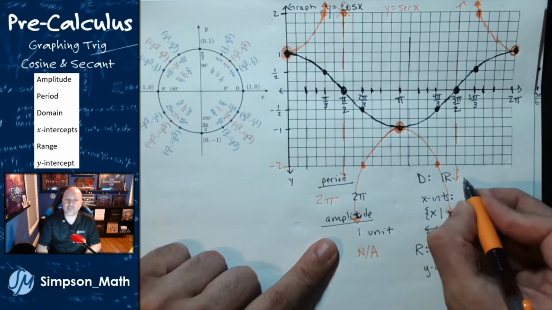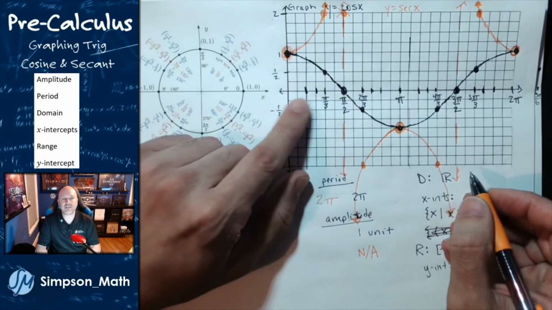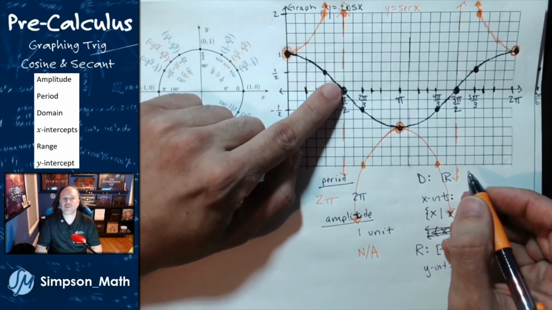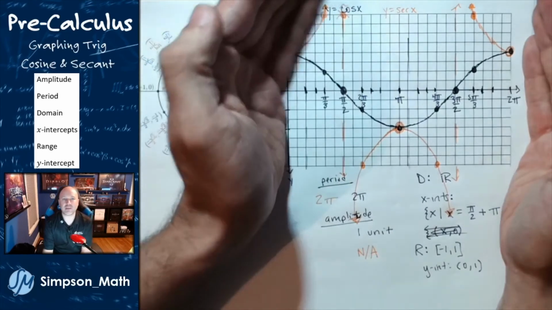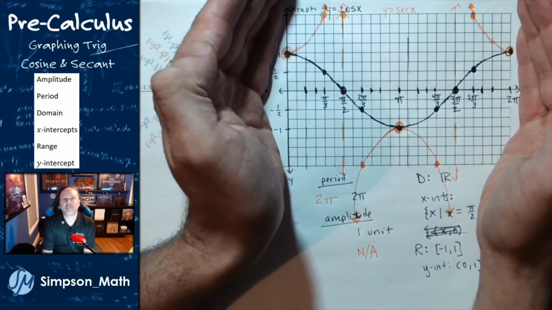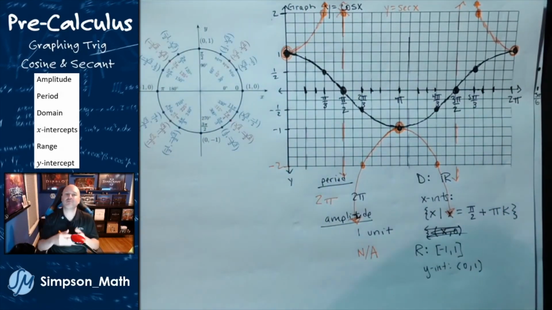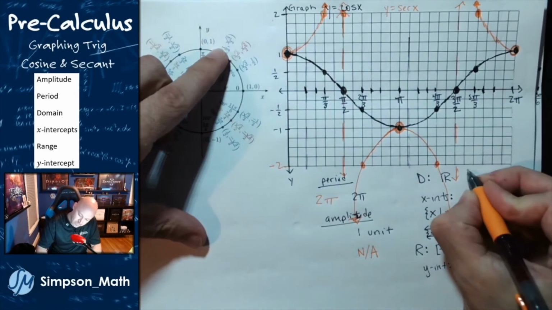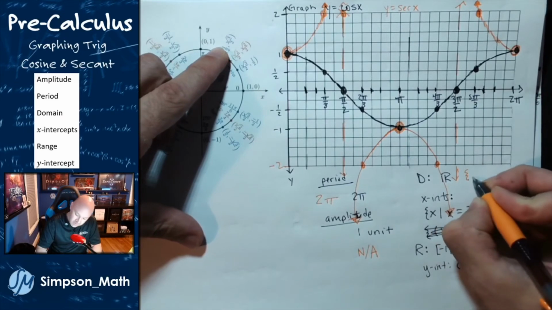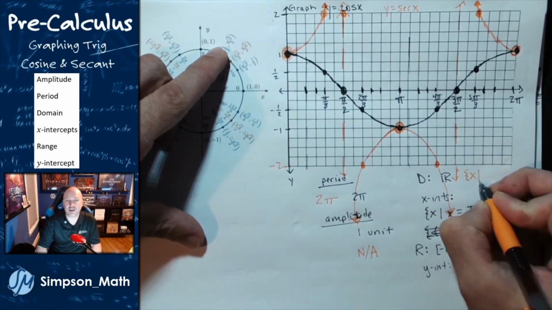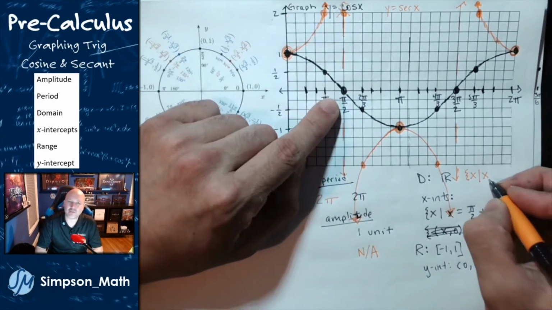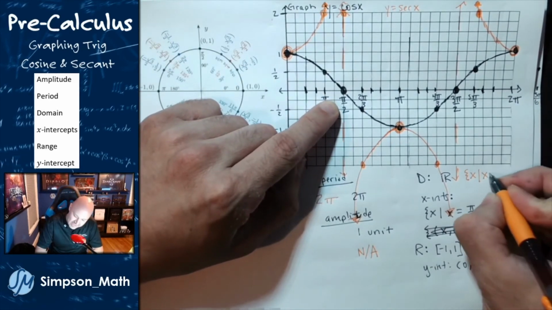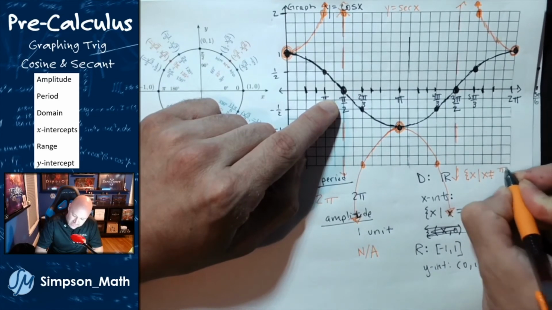Domain. Oh, this is going to get tricky. Because all of a sudden I've got some bad numbers. So I can't just say all real numbers. And I can't just give this small interval. The graph goes on forever. So I'm going to have to switch over to set notation to talk about the domain of secant. The set of all of the x values such that x, and I've got bad numbers, so I'm going to list a bad number. X cannot be pi halves.